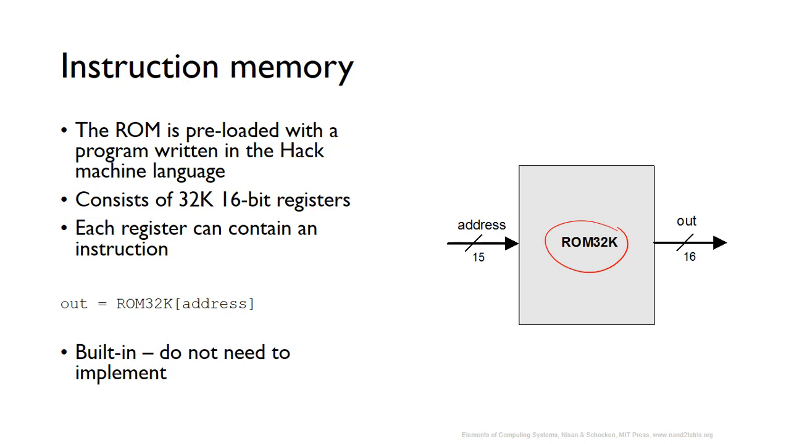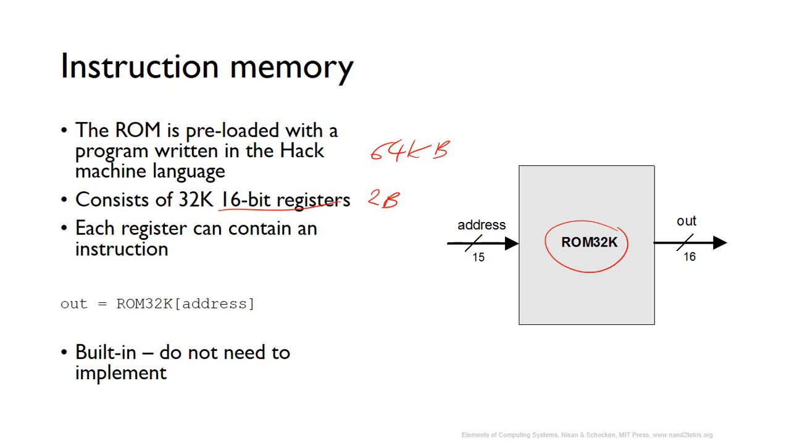So in reality, it's actually got 64 kilobytes of memory space. We know this because each 16-bit register has 2 bytes. So 32K slots of 2 bytes each will give us 64 kilobytes. And each register within this memory contains an instruction.